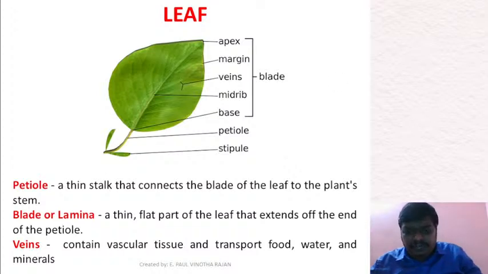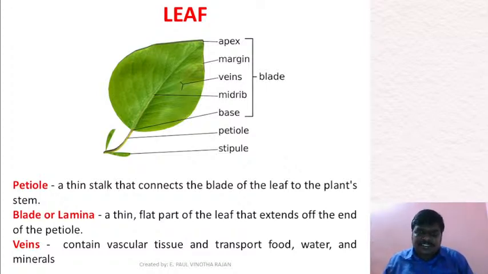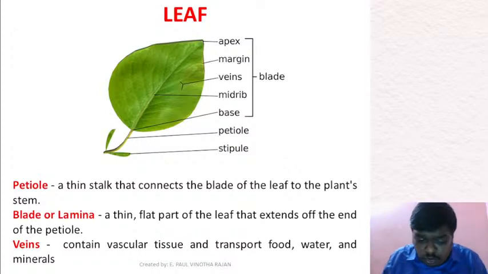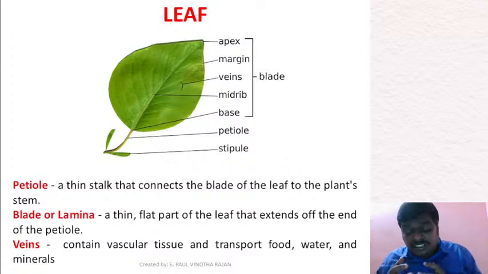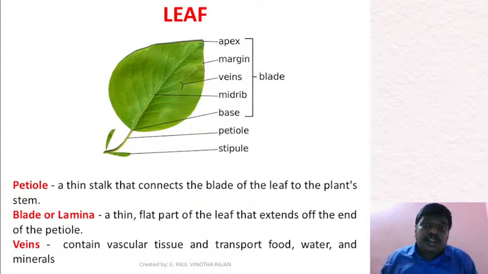The leaf is a very important part of a plant. Why? Because leaves are involved in the process of photosynthesis, the preparation of food. The preparation of food by the plant occurs only in the leaves, because leaves have a specialized type of tissue called mesophyll tissue. In the mesophyll tissue only, the plant produces its own food.